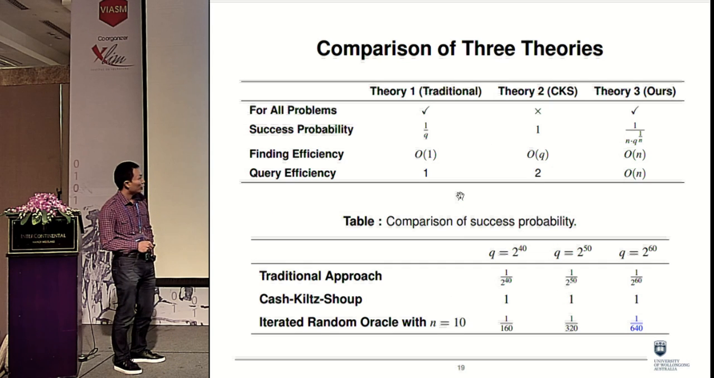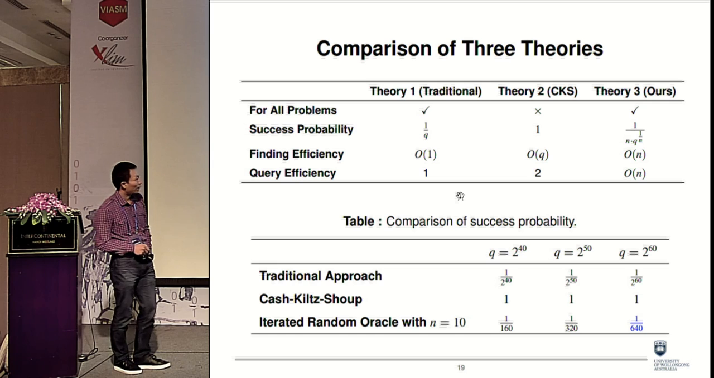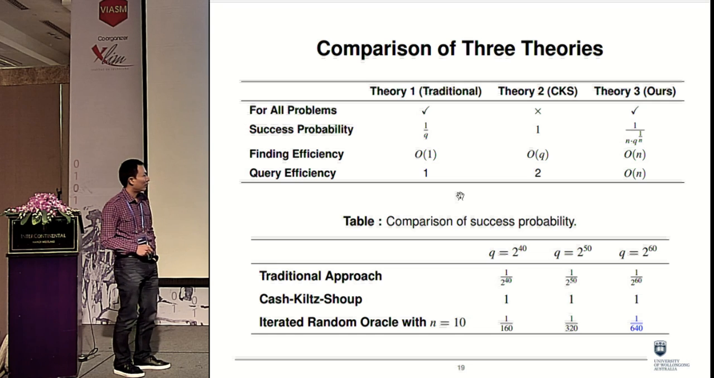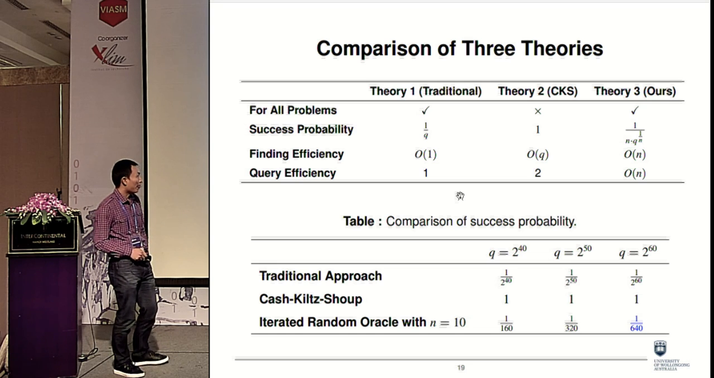We can see that even if q is as large as 2 to the 60 and n is just 10, the success probability of finding the correct solution is 1 over 640. This probability is much larger compared to the traditional approach, about 1 over 2 to the 60. But yes, it is not as big as 1 in the CKS approach.